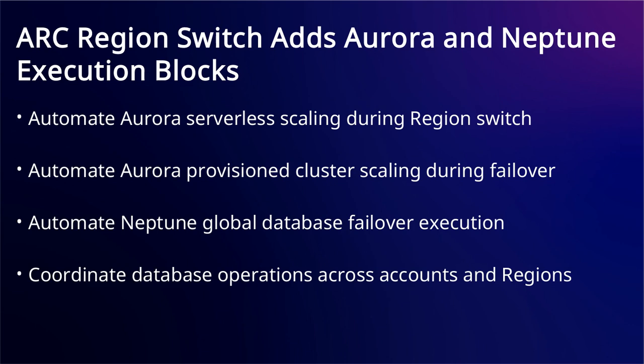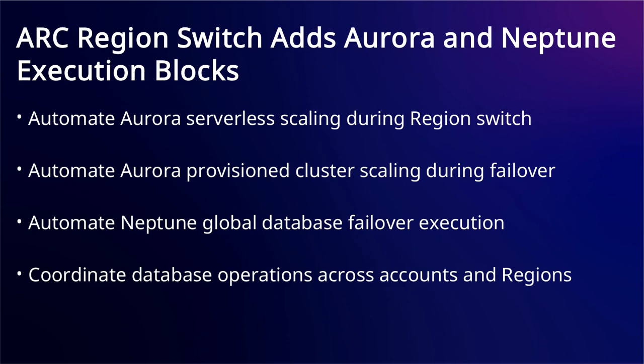You can automate Aurora serverless scaling to right-size your secondary cluster as part of the region switch plan. You can automate Aurora provisioned cluster scaling to ensure your secondary is ready for production traffic when failover completes. You can automate Neptune Global Database failover to handle both planned switchover and unplanned failover scenarios within a single plan. All 3 blocks support cross-account orchestration, allowing you to coordinate database operations across multiple accounts and regions in a single plan.